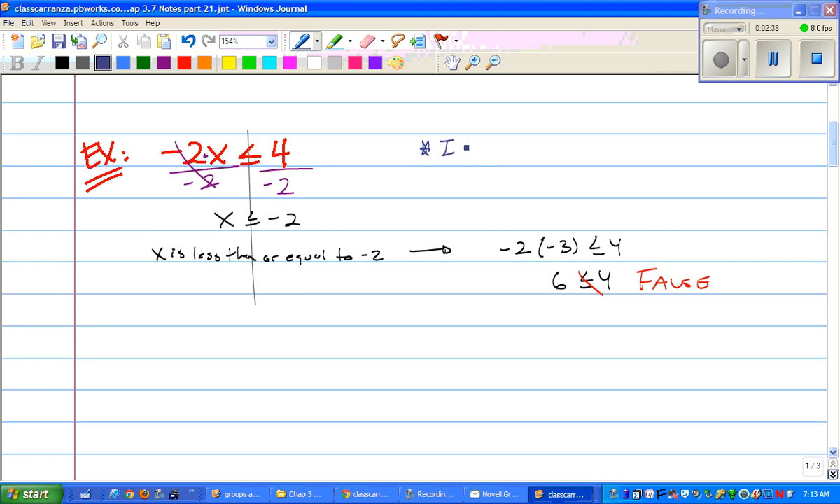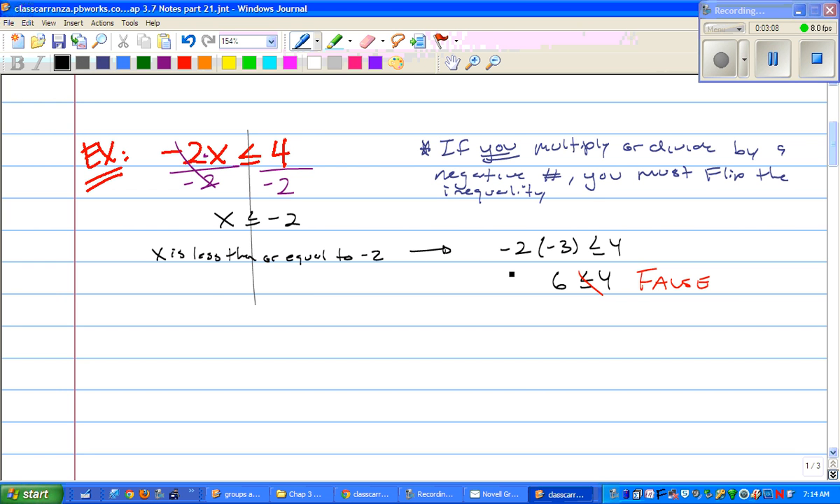Okay? So here is a very important rule. Make sure to write this down. If you multiply or divide by a negative number, you must flip the inequality.